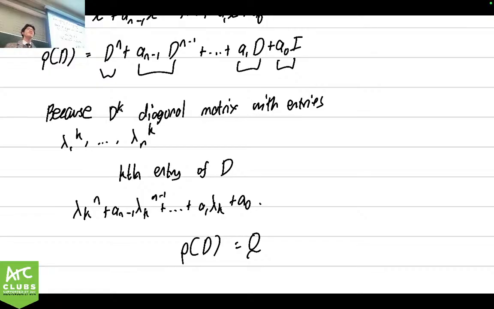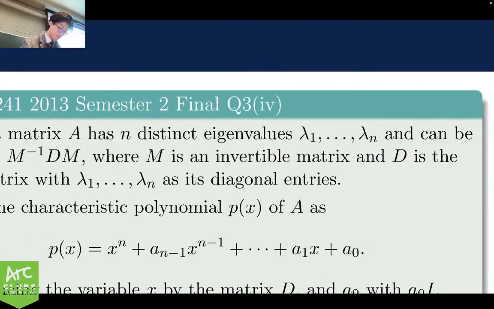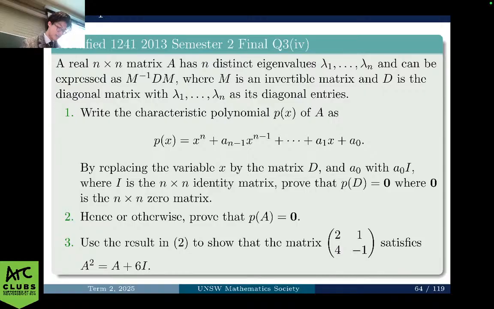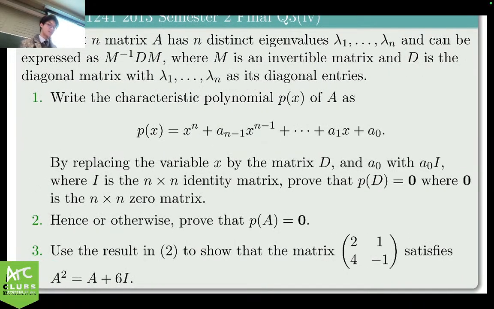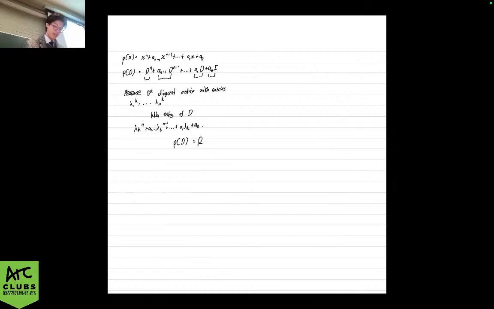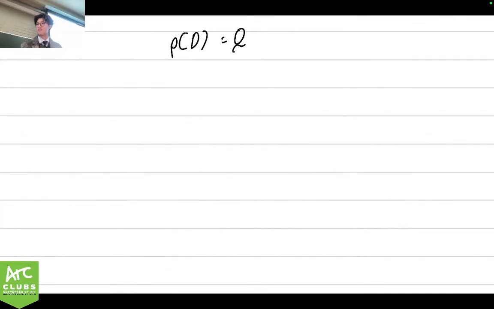Any questions about that? Great, so that's the first part. Now we are asked to prove, hence or otherwise, that p of A equals 0. There is probably some other method, but the most intuitive thing to me is just to use the previous part. So let's prove p of A equals 0 using the previous part.